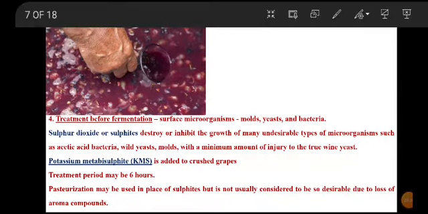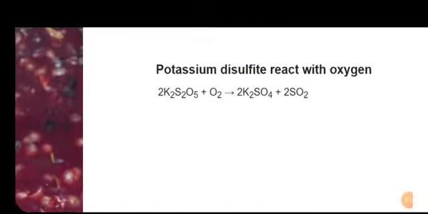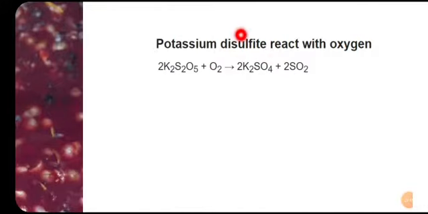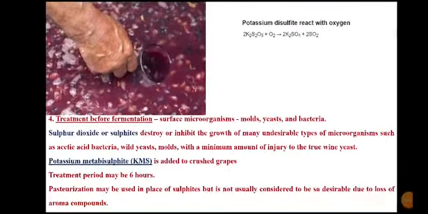So this SO2 is generated from this potassium metabisulfite. Potassium metabisulfite is also called potassium disulfide. It reacts with water and with oxygen which is dissolved in this grape juice, and the reaction is like this. This is potassium disulfide or metabisulfite. This is a balanced reaction. K2S2O5, it is the potassium disulfide. It reacts with water to form dipotassium sulfate and sulfur dioxide. So this sulfur dioxide is responsible for acting as a sterilizing agent and the killing of contaminating microorganisms.